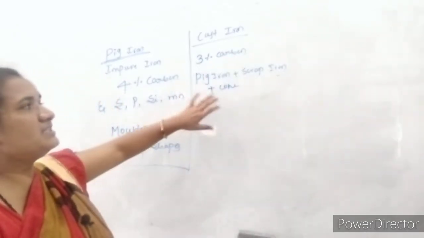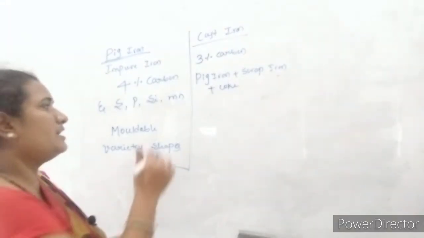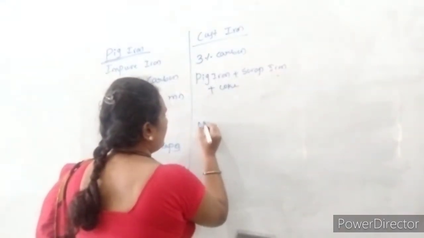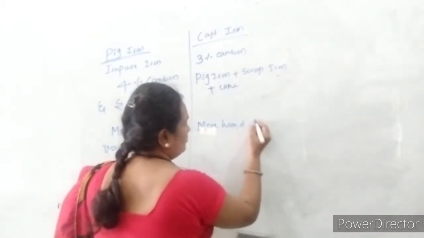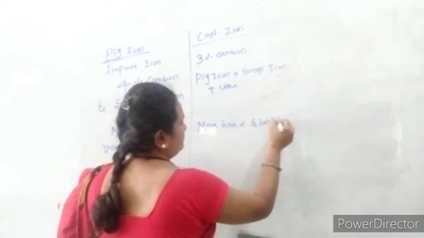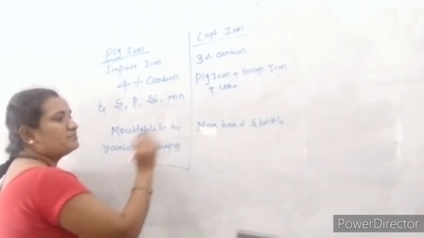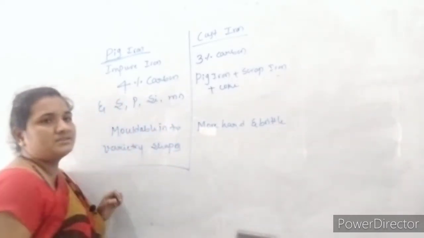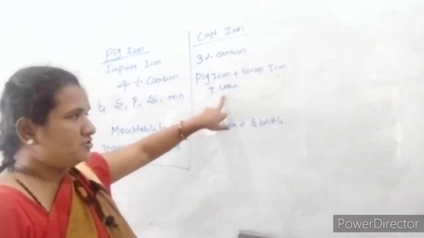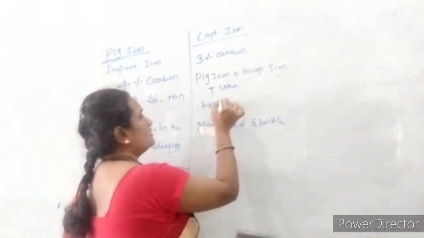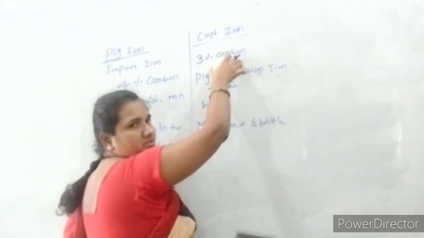So whenever we are getting this 3% carbon impure iron, that is called cast iron. However, it is more hard compared to pig iron, and it is also brittle in nature. It is more hard and brittle. So pig iron is moldable into a variety of shapes, but the cast iron, after passing in the blast furnace, pig iron along with scrap iron and coke is heated, then the carbon can be removed, and we are going to get about 3% of carbon.